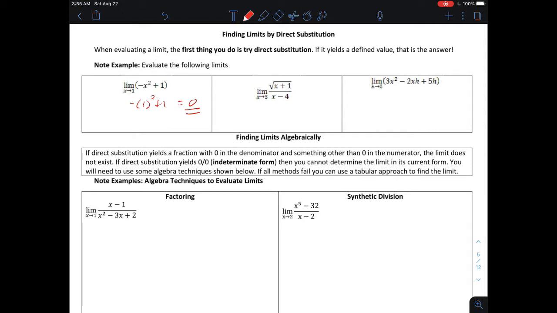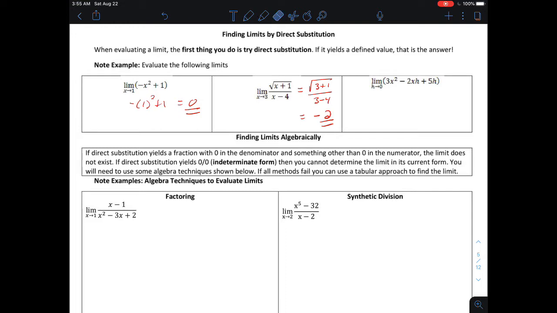And move on here to the second problem. The same thing, I always start by doing direct substitution. I want to put the number in to see if the function is defined there. I go put the 3 in for all of the x's. And that's going to give us negative 2.